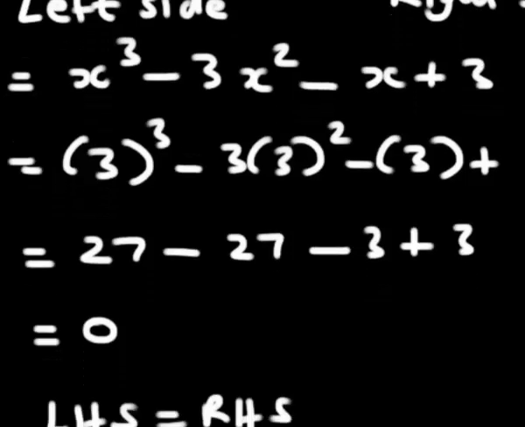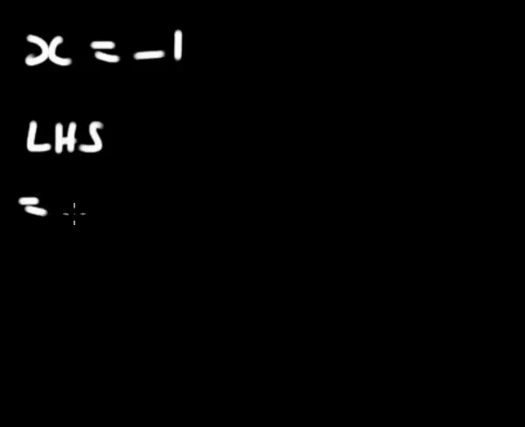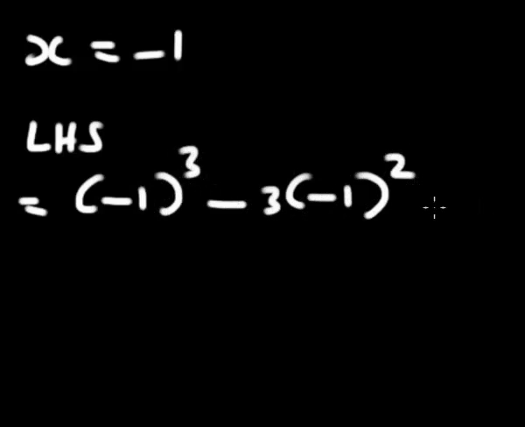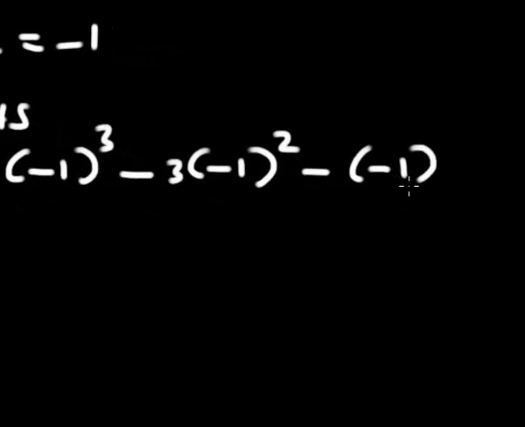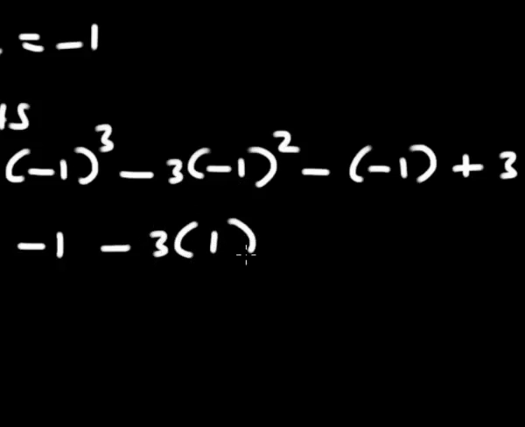What about the other guys? What about x equals negative 1? Let's test x equals negative 1 and see what we get. Well, what is the left side? The left side is going to be negative 1 cubed minus 3 times negative 1 squared. We're substituting into the equation. Subtract negative 1 plus 3. Well, let's see what we get. Negative 1 cubed is negative 1. Now, careful. Negative 1 squared is positive 1.